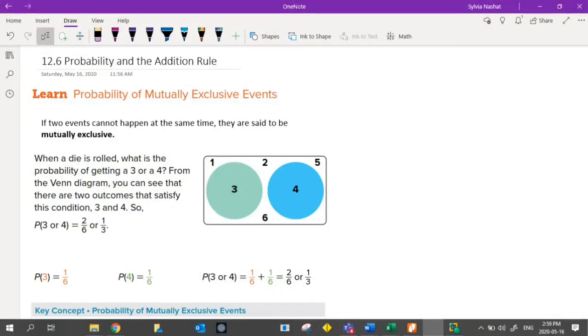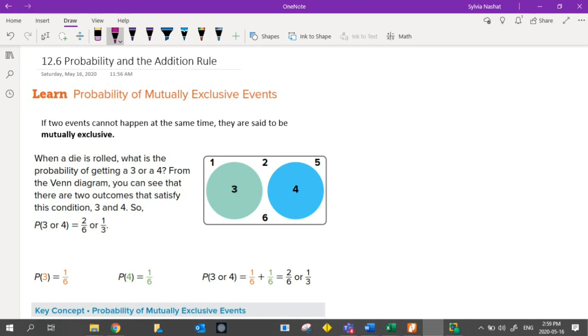Probability and the addition rule. Probability of mutually exclusive events. From the name of mutually exclusive events, two events cannot happen at the same time, so they are said to be mutually exclusive. Like in this experiment, when a die is rolled once, what is the probability of getting a 3 or a 4?